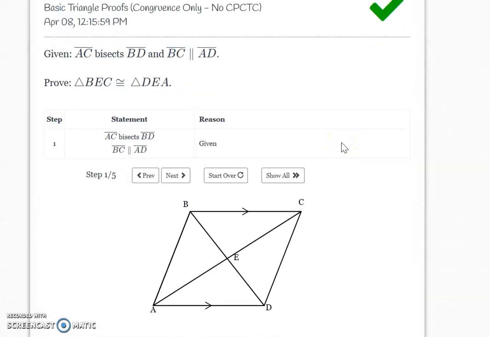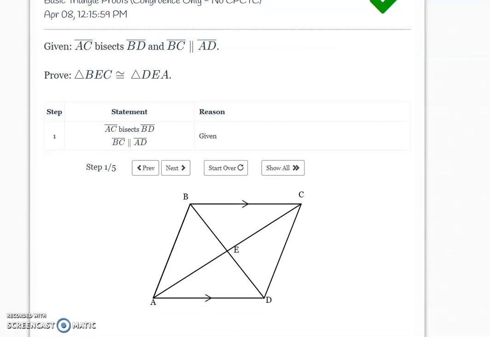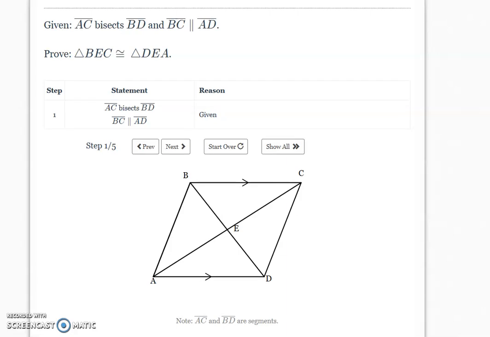All right, so that's just a brief introduction. I'll probably make another video with a few more if you want to see a few more examples worked through on doing the proofs through DeltaMath.